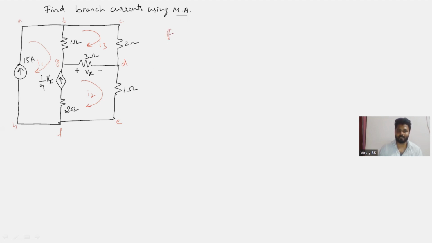So from the super mesh, you can write one equation, that is 1 by 9 into Vx. It is flowing upward, remember, the direction is upward. And this 1 by 9 Vx current source is in between loop 1 and loop 2. So observe the loop currents from the first and second loop. Loop 1 current I1 is flowing downward, clockwise direction. Similarly, loop 2 current is flowing upward like this.